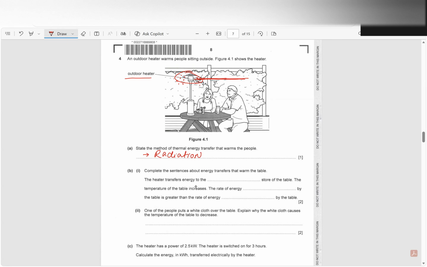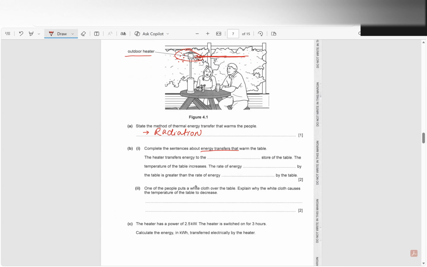Moving on to the B part. B part 1 says, complete the sentences about energy transfer that warm the table. We need to understand that we're talking about the transfer of energy. Let's read it together. It says that the heater transfers energy to the dash store of the table. A little odd, but if the heater is transferring energy to a certain store of the table, we're simply going to understand it's going to be the thermal store. So we're going to write over here, it transfers energy to the thermal store of the table.